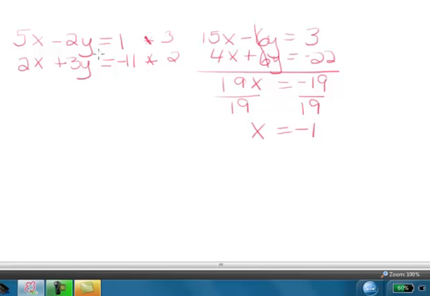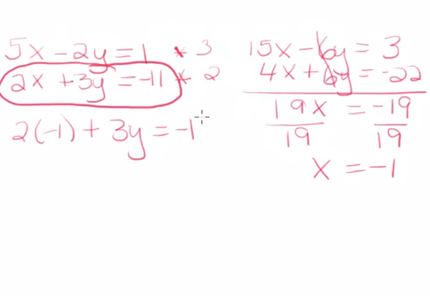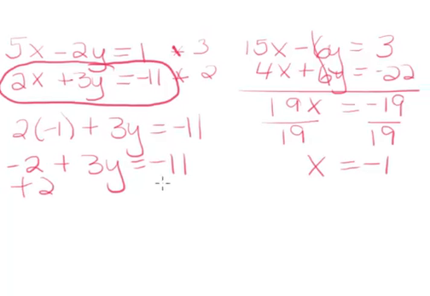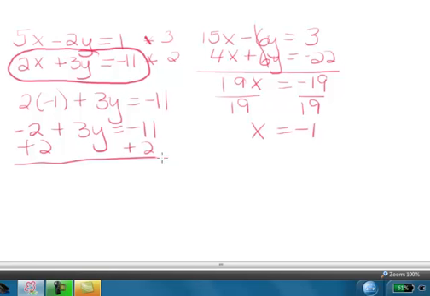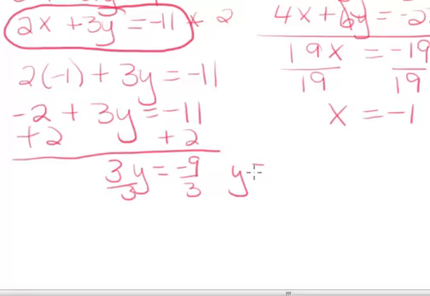I choose this equation. So I'll put the negative 1 where the x is, and I'll have 2 times negative 1 plus 3y equals negative 11. Multiply those two, and I have negative 2 plus 3y is negative 11. Add 2 to both sides, and I now have 3y equals negative 9. Divide by 3, and finally I have y equals negative 3.